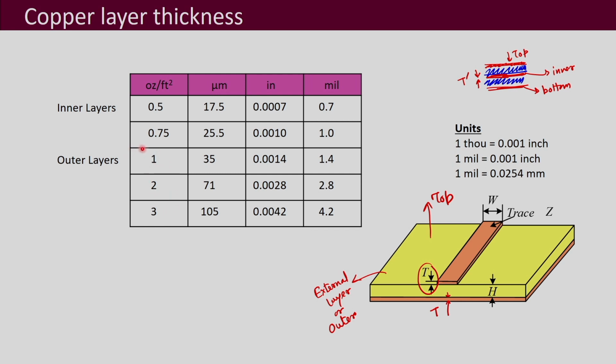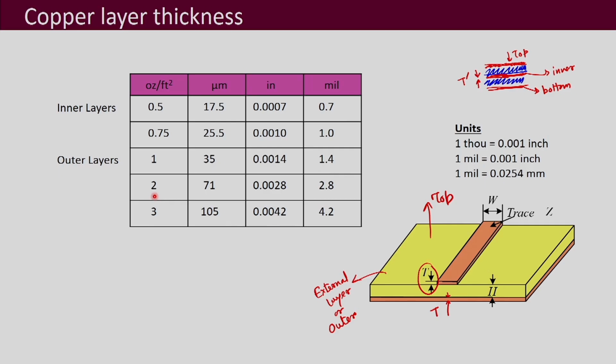Most of the time the PCBs are made with 1 ounce, but for power electronic PCBs where the currents may be very high, there you have to specially tell the PCB manufacturer to put more copper thickness, and you can also go for 3 ounces of copper.